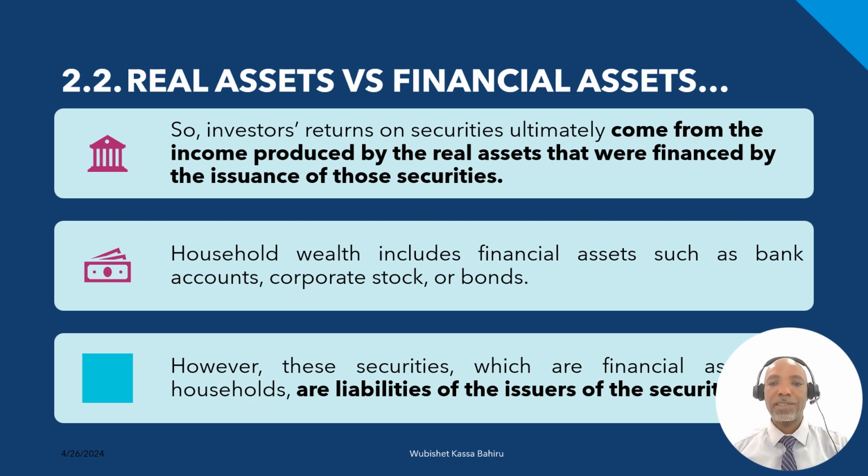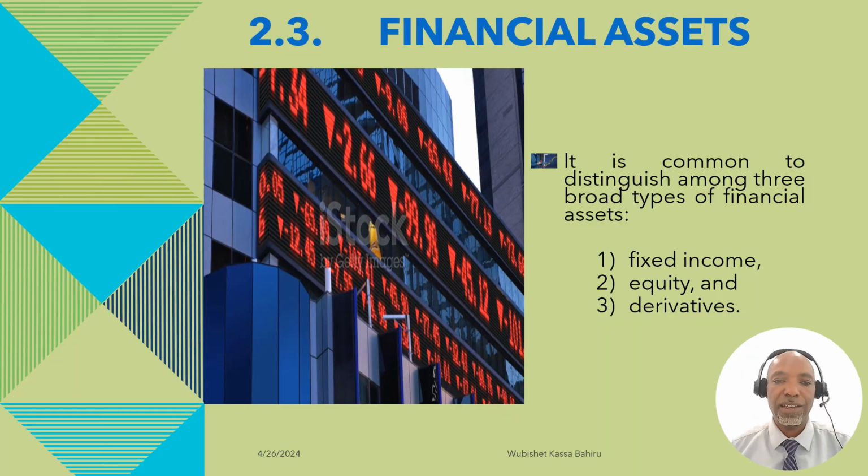Household wealth includes both financial assets, such as bank accounts, corporate stock or bonds, as well as real assets, such as land, buildings, and companies. However, these securities are financial assets for the households, but they are liabilities for the issuer of the security.